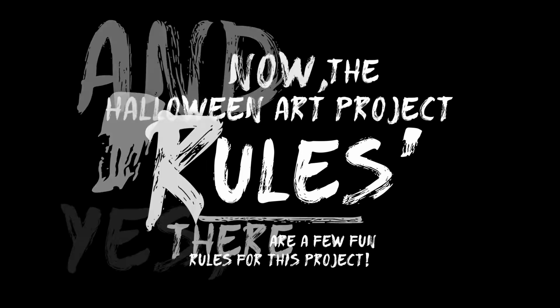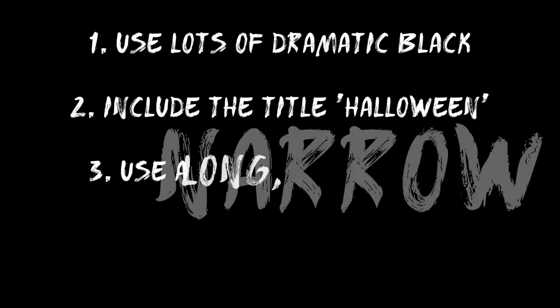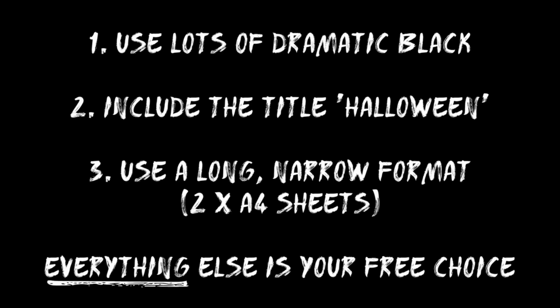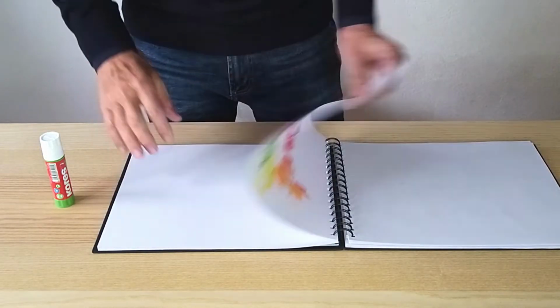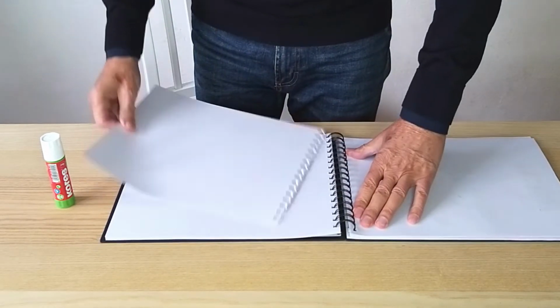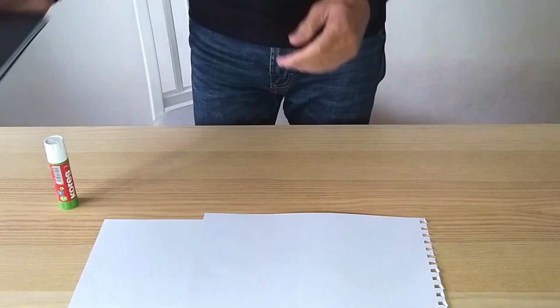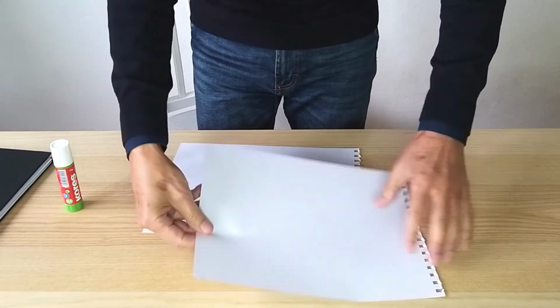So, on to the project. It has a few rules. Try to use black as your main expressive colour. Include the word Halloween as a title somewhere in your design. And work with a narrow composition by gluing 2 A4 sheets together end on end. Why this last rule? Using a very narrow format will help you distort your figures, creatures, or shapes to fit the space.